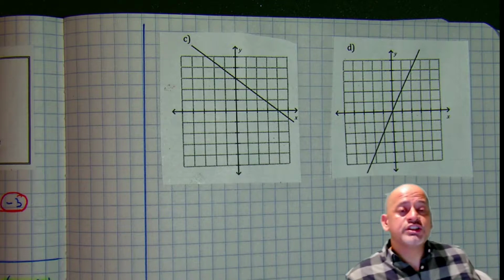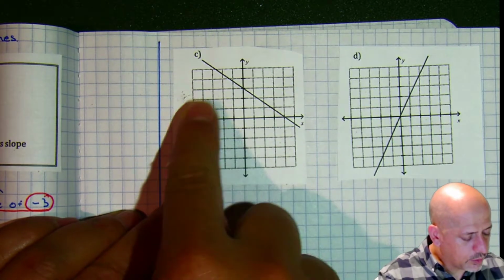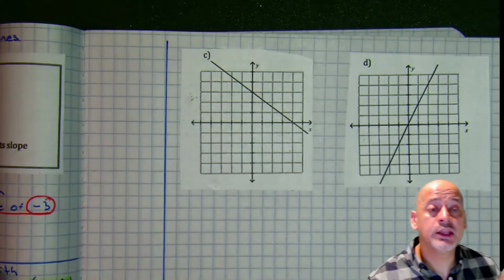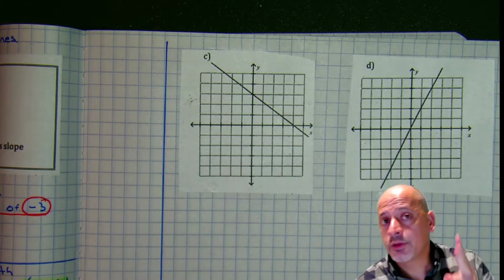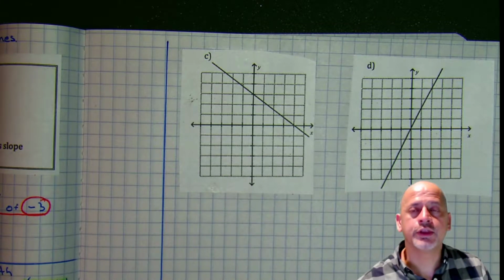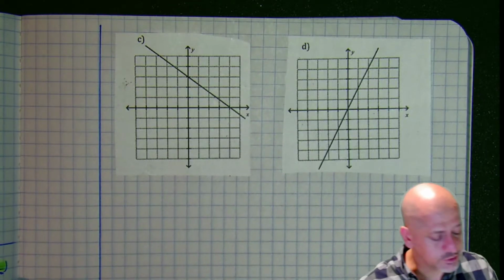So we're going to go through the same process where we are given the graphs, and now I need to be able to find the equations of those lines. So there are two things that you need. What are those two things? The slope and the y-intercept.